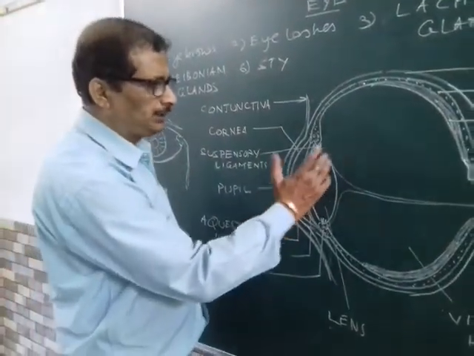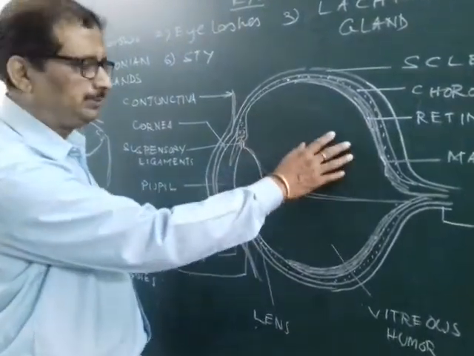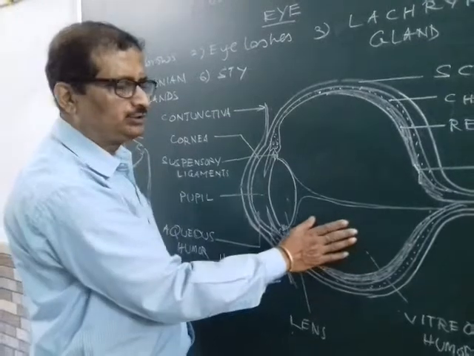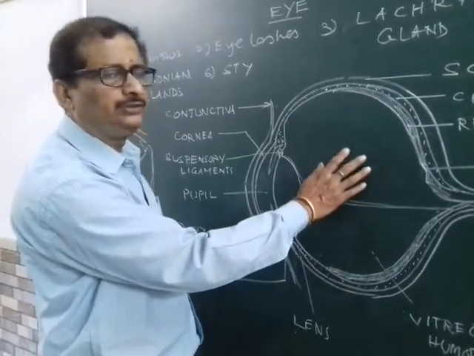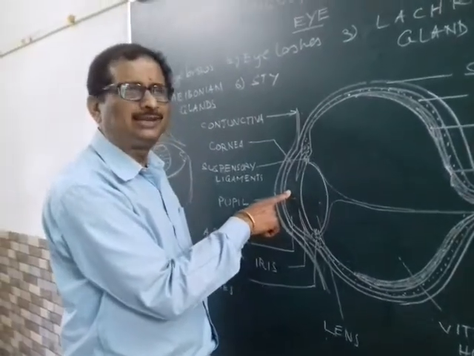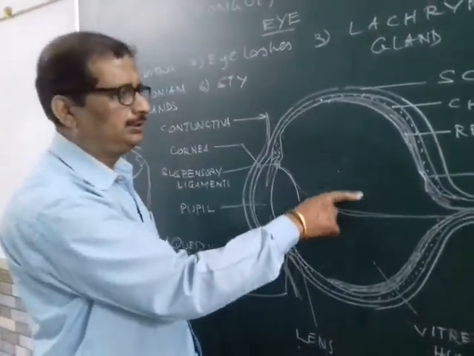Now, if you see the posterior of the lens, here there is a big chamber. This chamber is the vitreous chamber, and it is full of a jelly-like substance which is transparent, called the vitreous humor. The aqueous humor is more fluid, more liquid, and this is more viscous, more jelly-like. That's why it's called the vitreous humor.